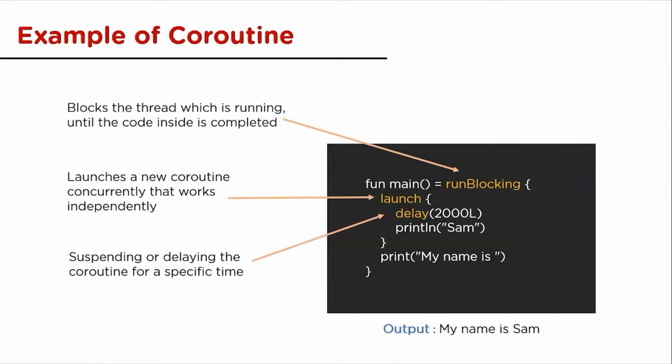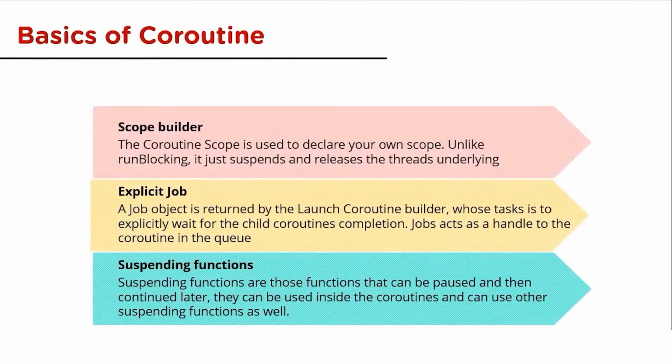Now moving on to the next topic, which is basics of coroutine. So first is scope builder. The coroutine scope is used to declare your own scope. Unlike runBlocking, it just suspends and releases the underlying threads. It is used to set the scope for new coroutines. Coroutine scope is responsible for controlling the lifecycle of a group of coroutines and their context. Scopes wait for their associated coroutines to complete before completing themselves. The coroutine builder is an extension of coroutine scope.